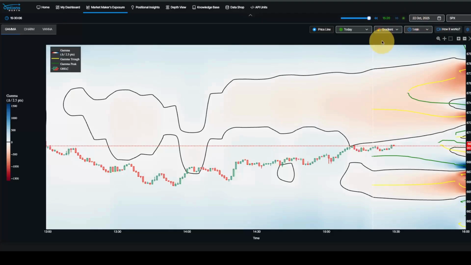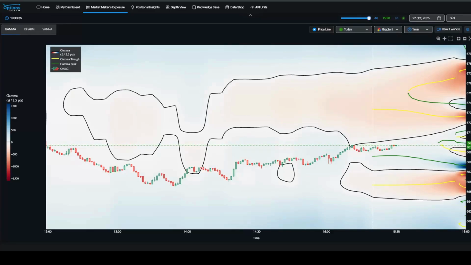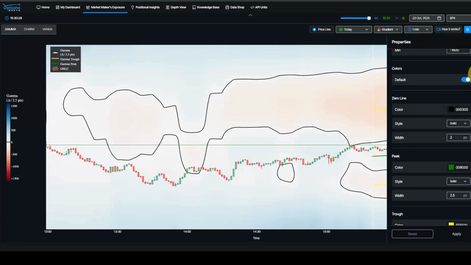At the top right of the screen, you can adjust the gradient or 3D views, change the candle time frame, and look to different times by clicking here throughout the day. Click on the Settings button to change the settings and colors of any of the grids or color spaces.